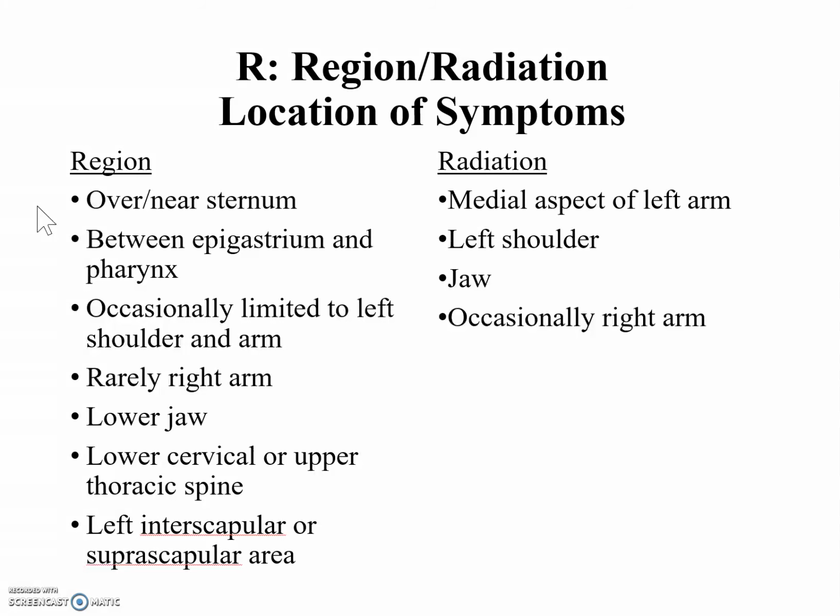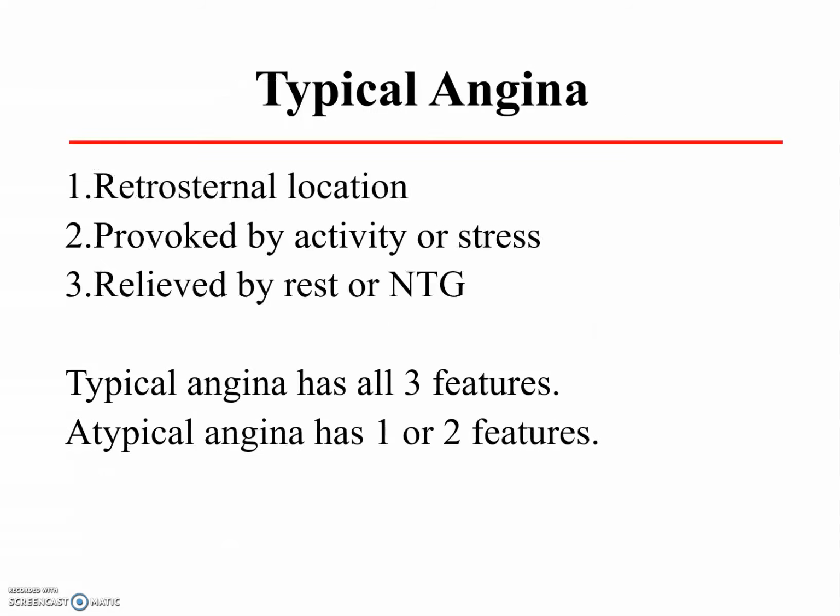Sometimes people feel it in the lower jaw, especially the left side, or in their upper spine, or in between their shoulder blades. They can feel that, especially on the left side. Those are the typical locations. The radiation tends to go to the left side or to the jaw, very rarely to the right side. So typical angina tends to have this retrosternal or substernal location. We often call it retrosternal chest pain, even though it's not always pain, which can be abbreviated as RSCP. You might see that abbreviation.